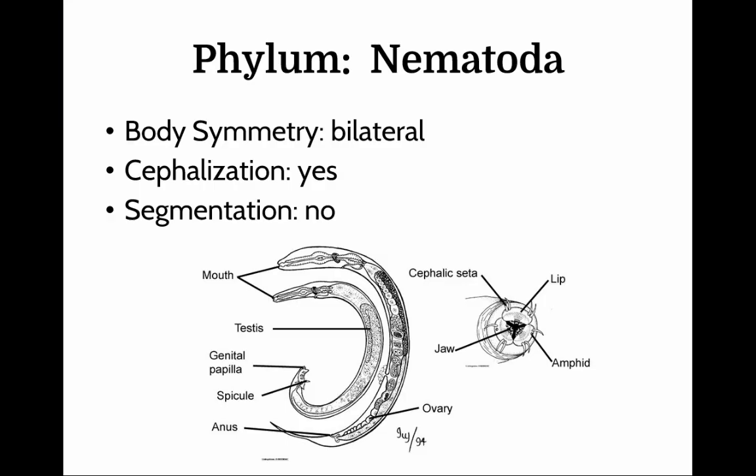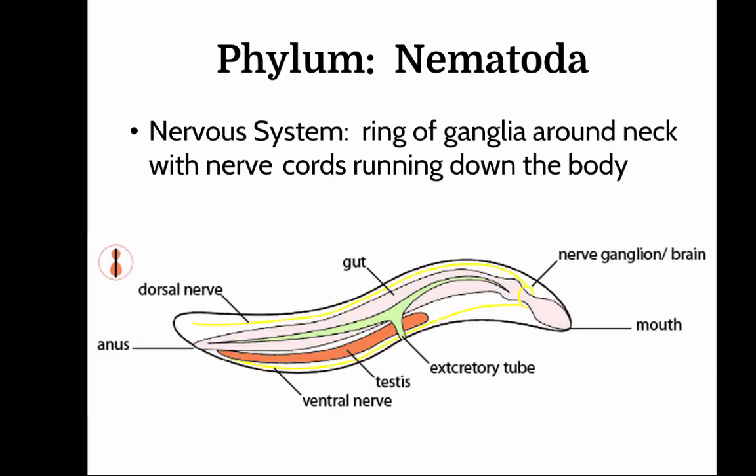The phylum Nematoda is bilaterally symmetrical. They do have a head region, but they do not have any segmentation. Their nervous system is comprised of a ring of ganglia around the neck with two nerve cords running down the length of the body. In this particular diagram, you see those in yellow.